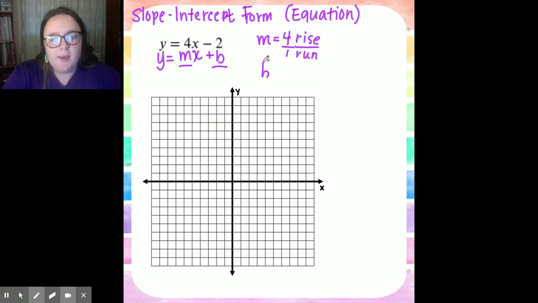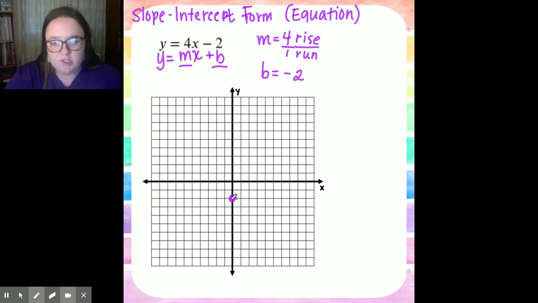My b, my beginning point, or my y-intercept, look carefully here, is a -2. So now that we know these two things, we're going to use our b to begin. So I'm going to begin at -2 on this y-axis. So I have to go to 0, and I'm going to go down to -2 there. That's the point where I am beginning. That's my b. I'm going to use my slope, my m, to move. I'm going to rise 4 and run 1.